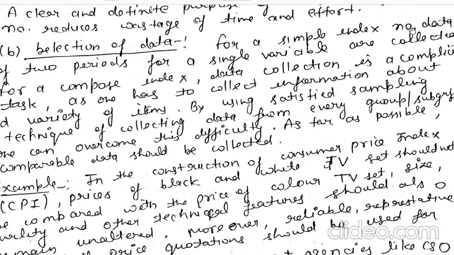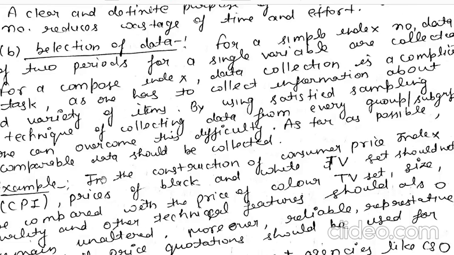Now second point is selection of data. For a simple index number, data of two periods for a single variable are collected, right? For a composite index, data collection is a complicated task as one has to collect information about a variety of items. By using the stratified sampling technique of collecting data from every group or subgroup, one can overcome this difficulty.